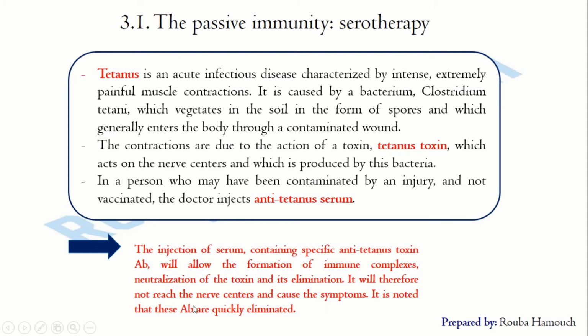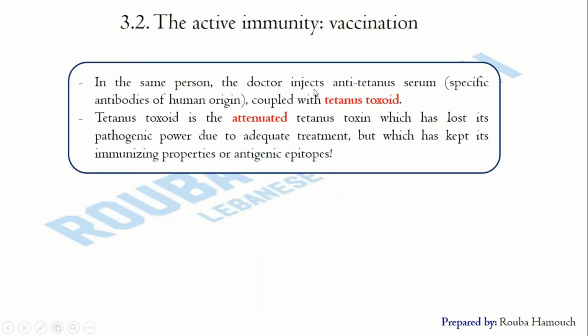But these ready-made antibodies found in the serum injected to this person are quickly eliminated. They are not durable, they don't persist. But the serotherapy is a rapid therapy to confer a rapid immunity and to prevent the propagation of the infection. In order to confer a long-lasting immunity or memory, this serotherapy should be coupled with a vaccination with the injection of the tetanus toxin and not the anti-tetanus antibodies. So the doctor injects anti-tetanus serum coupled with the tetanus toxoid.